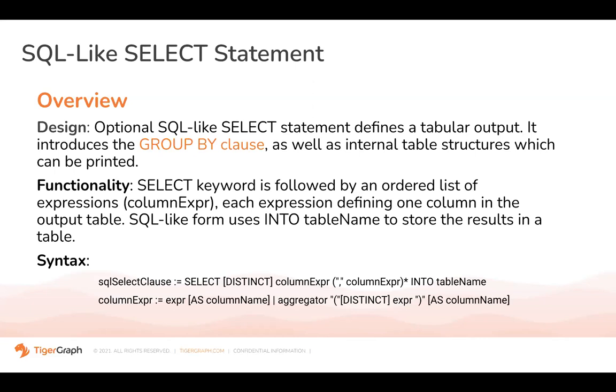Now, functionality wise, the keyword select is followed by a list of expressions, as when you do a data extract, and each of these expressions would be a column in the output table. But from the TigerGraph side, it could be either an attribute or it could be an aggregate accumulator. And once the translation happens to the downstream application, it'll look like we are just outputting a bunch of columns.